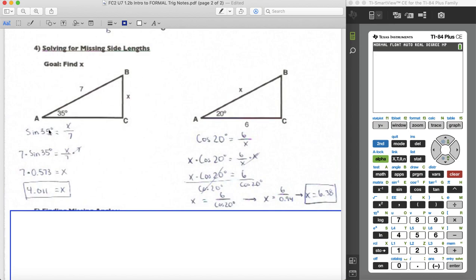Cosine is the function we are using in trig land to help us solve for x. So set it up the same way we did here. Cosine of 20 equals adjacent divided by hypotenuse. Well, what's my adjacent side length? It's 6. What's my hypotenuse? X, I don't know what it is. And then what's my angle? 20 degrees.